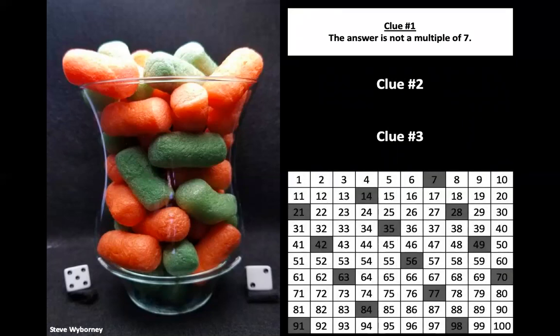And if we look at our hundreds chart here, we've been able to eliminate, it looks like 14 numbers based on them being a multiple of 7. Was one of those your number? If so, go ahead and make a new estimate based on the information you have.